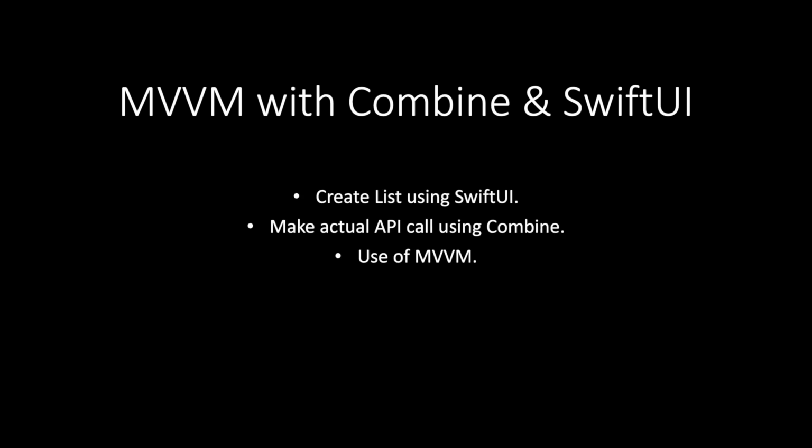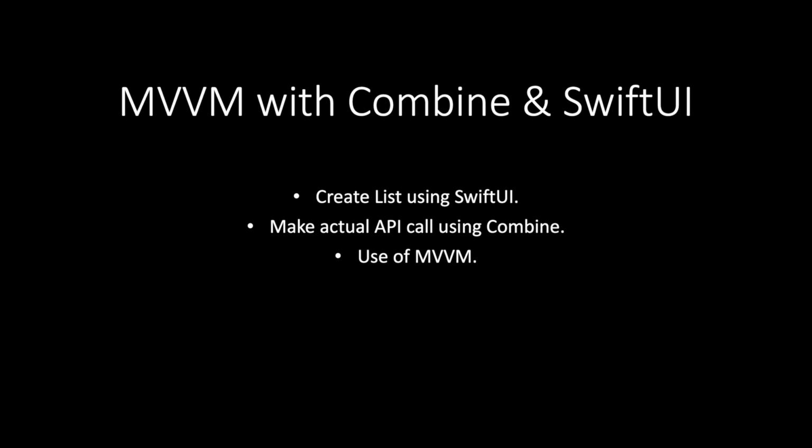So in today's video, we are going to create a list by using SwiftUI, and we are going to create rows, and we will display those rows within the list with the help of sections, and we will make an actual API call by using Combine. And whatever data we are fetching from the API call, we are going to display in the list, and of course we are going to use MVVM architecture.